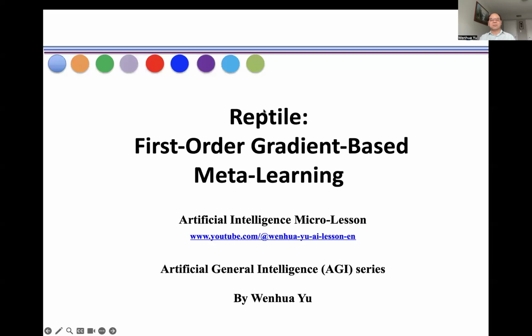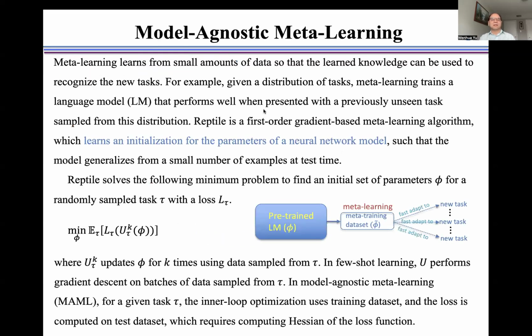In this video, I introduce Reptile, first-order gradient-based meta learning. Meta learning learns from small amounts of data so that the learned knowledge can be used to recognize new tasks. For example, given a distribution of tasks, meta learning trains the language model that performs well when presented with previously unseen tasks sampled from this distribution.